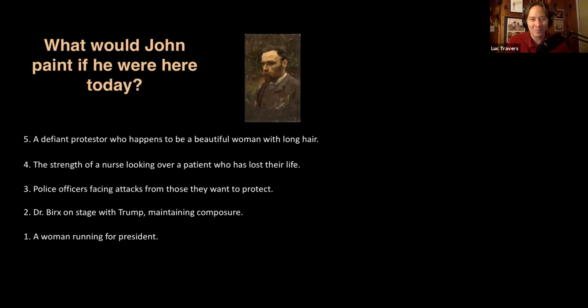And Lee, number 4, strength of a nurse looking over a patient who has lost their life. And number 3, if the officers include women. So police officers facing attacks from those they want to protect. All right, great.